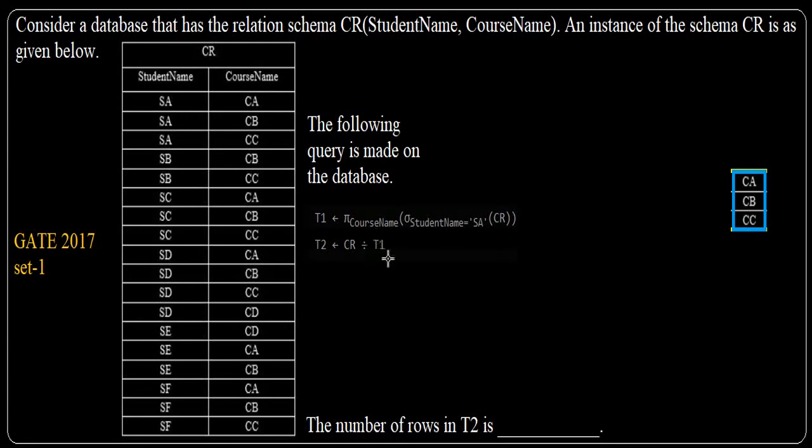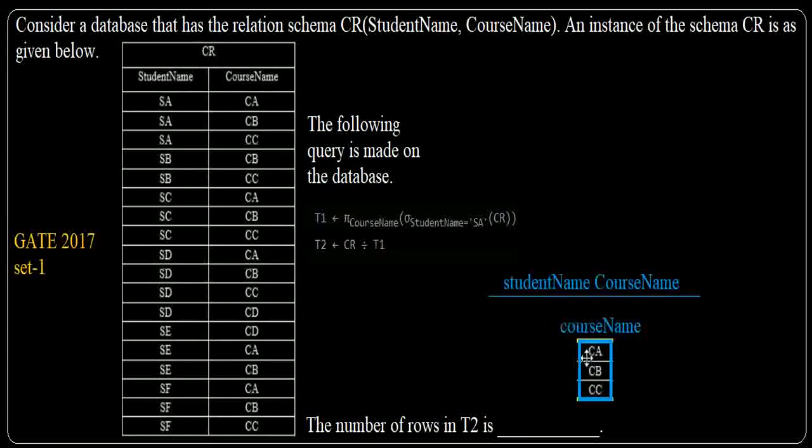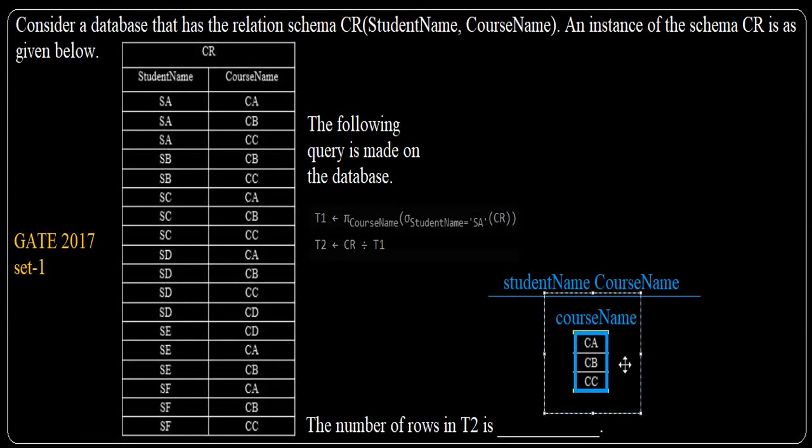Here T1 is dividing the CR. It means that the whole table CR has been divided by T1. Now what is the output that you can expect, or the number of attributes you can expect? The best trick here is to write the student name and course name first, like this. Now you can place this course name right below it, and you can just cancel out the course name, and you will be left with the student name. So the main thing is the student name, and which student name should appear in the output.